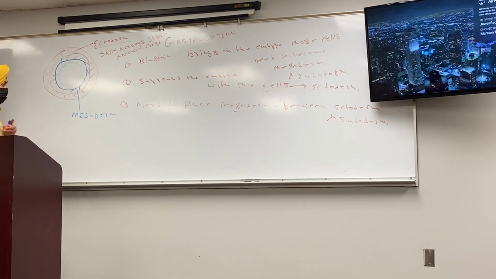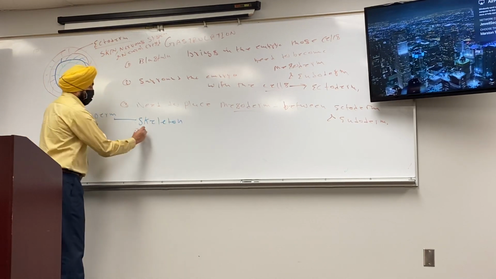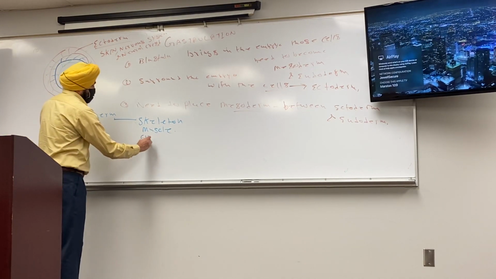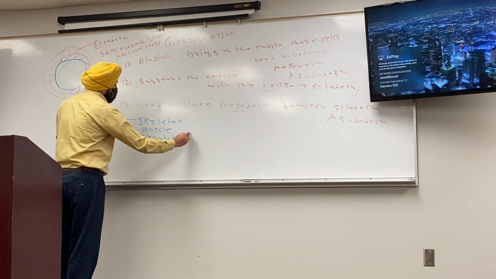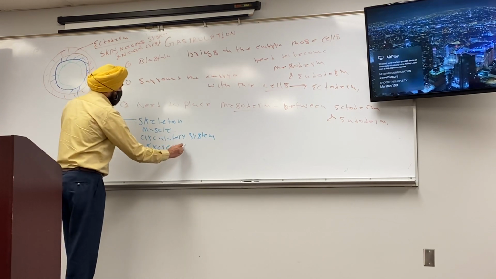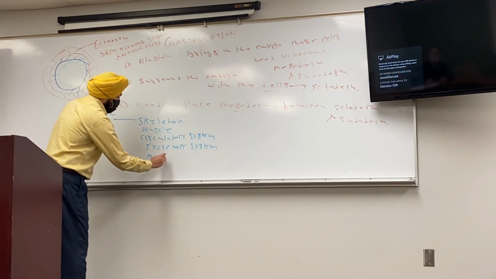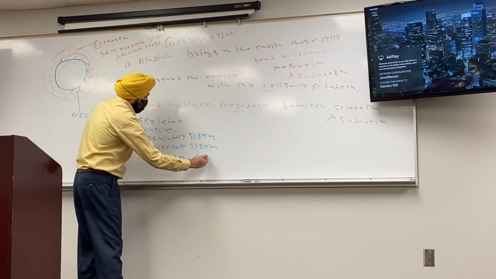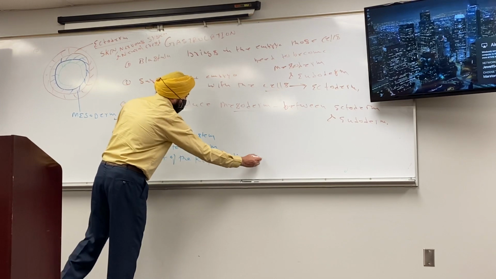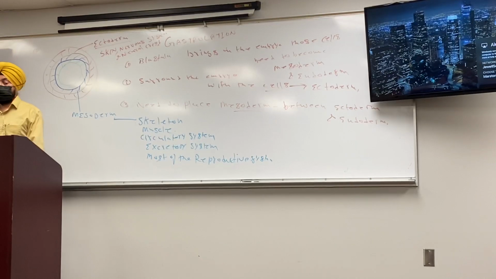And mesoderm is going to give you skeleton, muscle, circulatory system, excretory system, and most of the reproductive system. So that is all coming from the mesoderm.